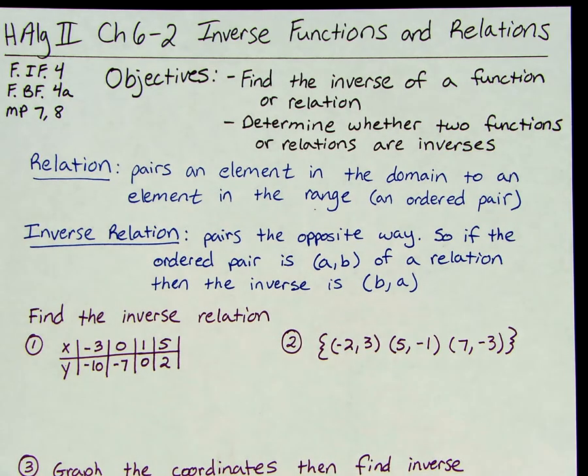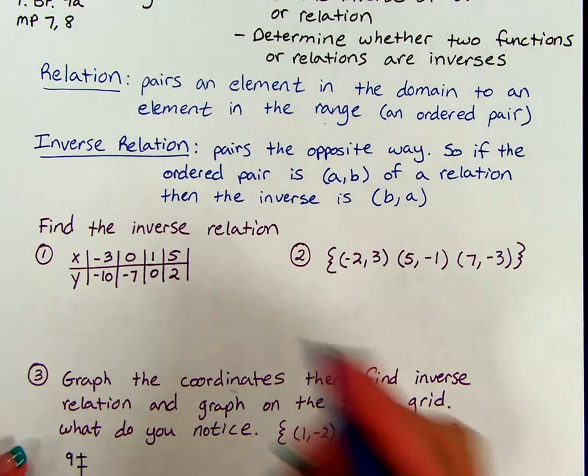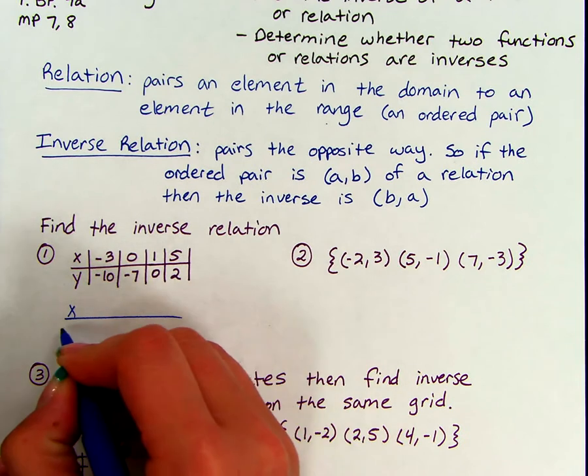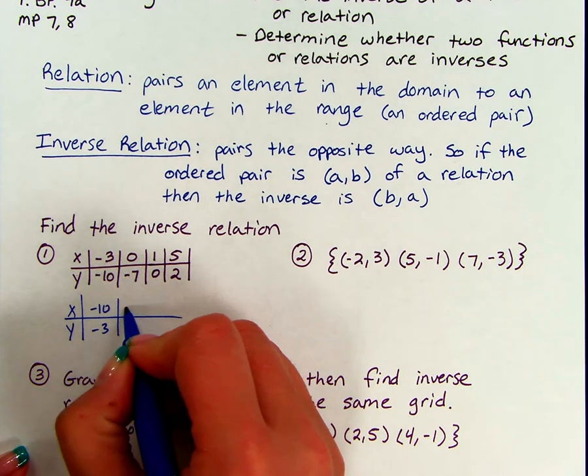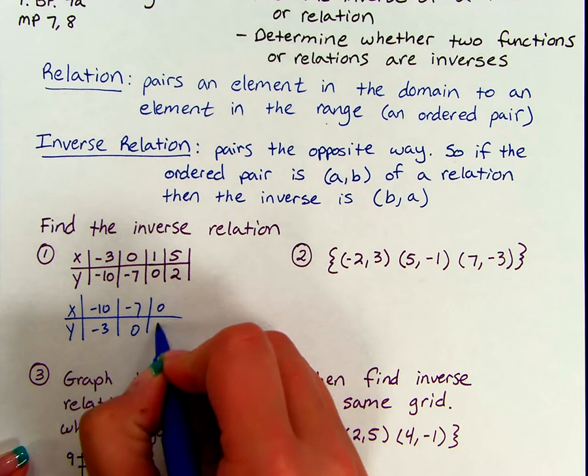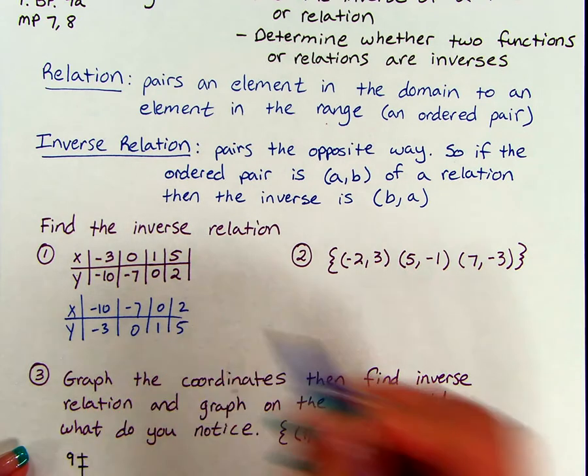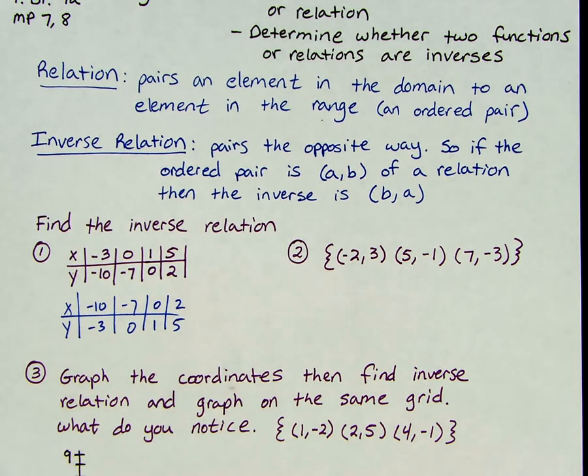Again, if we do a couple of quick examples, if we have this table of values, that would be our relation. For the inverse of it, we are just flipping those things around. So we would have (-10, -3), (-7, 0), (0, 1), and (2, 5). That would be our inverse relation for that.